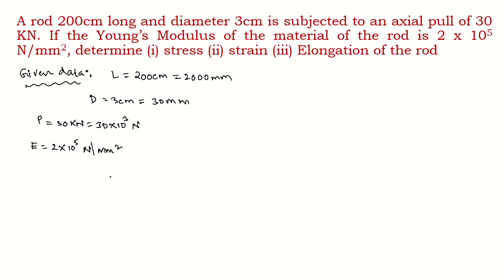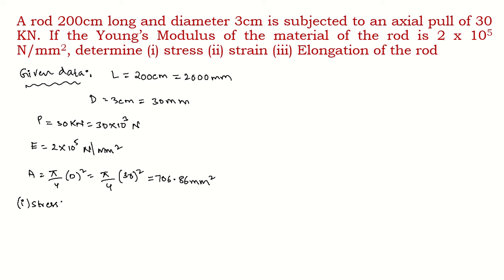Now let's see how we can calculate the stress, strain and elongation. So before I calculate the stress, let me calculate the area of the rod, which is given by the formula pi by 4 of d square. So this is equal to pi by 4 of what is d? 30 whole square. So we would get the area of the steel rod as 706.86 mm square.